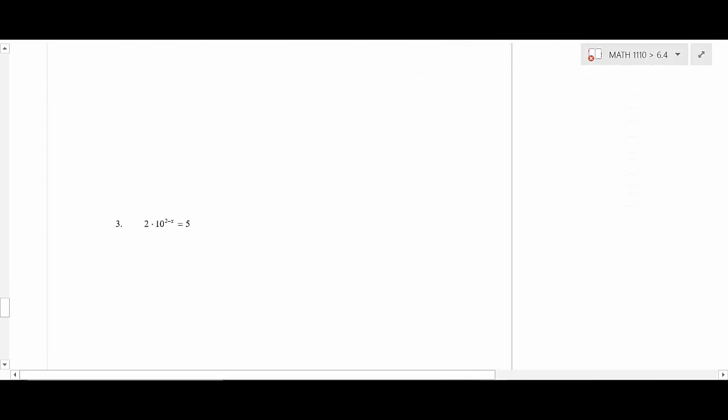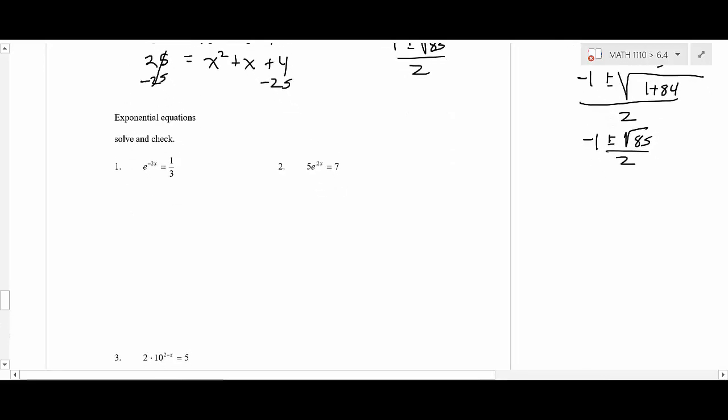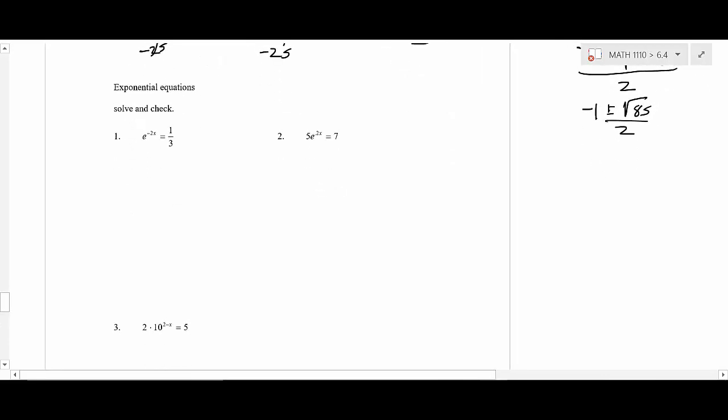Okay, let's finish up here with these exponential equations and run through these. Now we do these a certain way in this section. Then when we get to 6.6, we end up doing these a little bit different way. Okay, so what we're going to do on this is we have e to the negative 2x is equal to 1/3. Okay, now what we try to do in this section is we try to just write these in log form. So we're going to try to write these in log form.